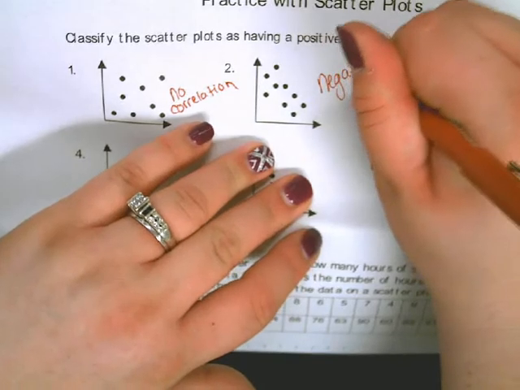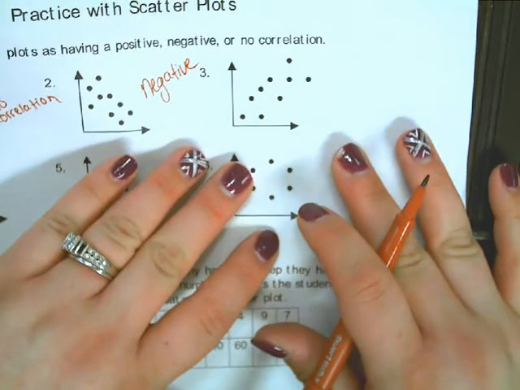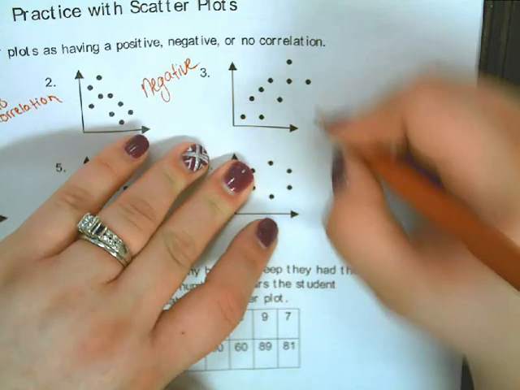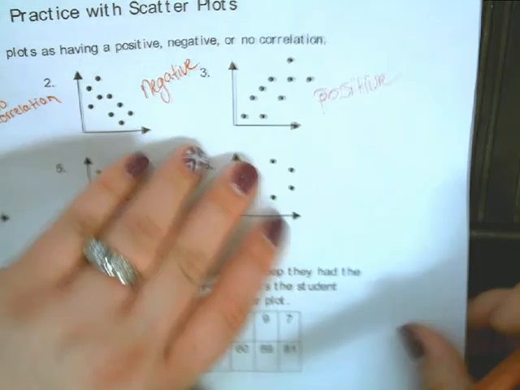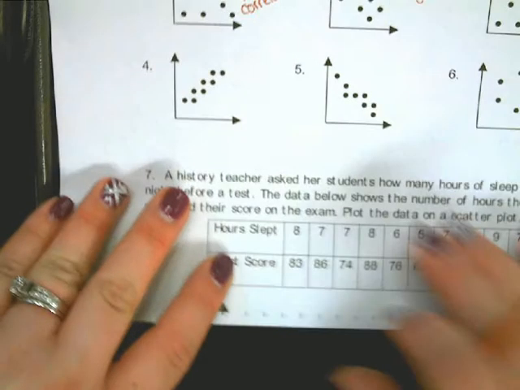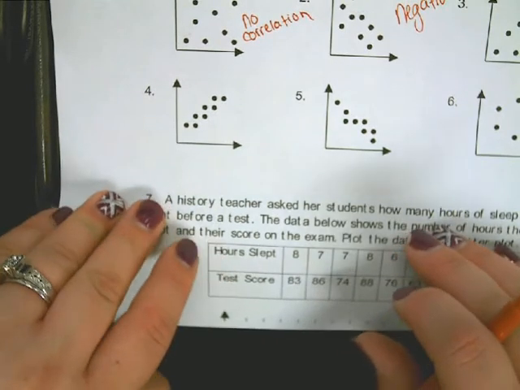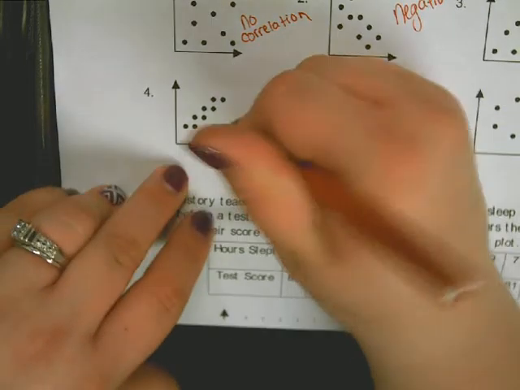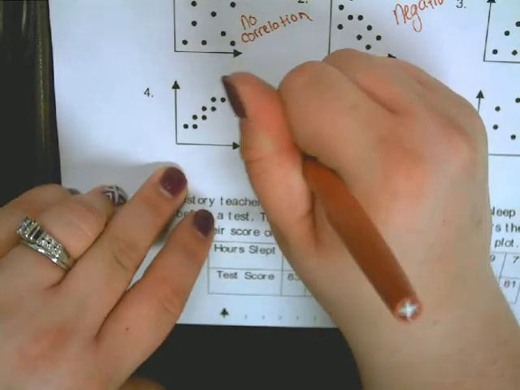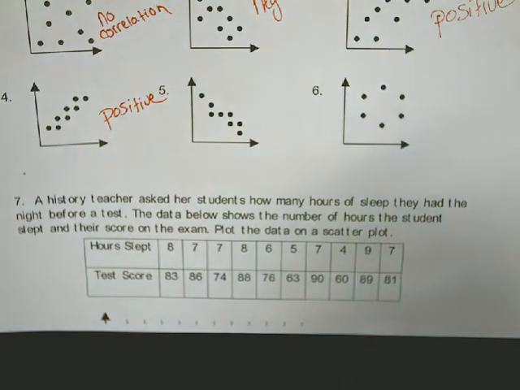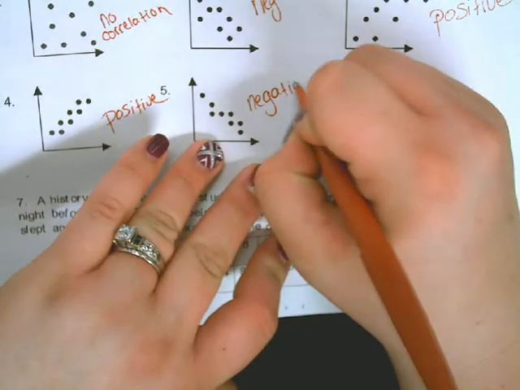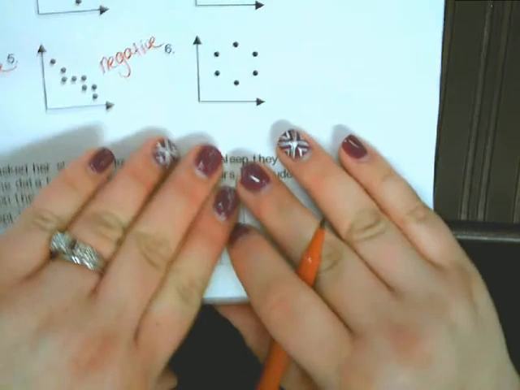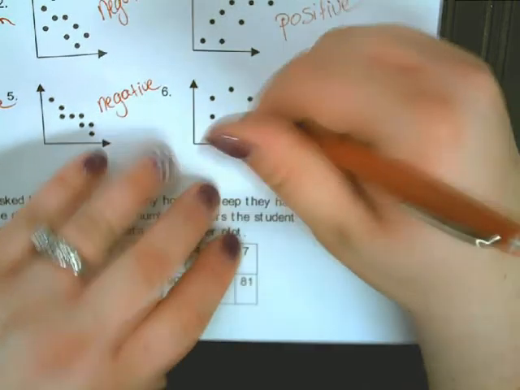Number 3, positive, negative, or no correlation. Positive. Number 4, positive, negative, or no correlation. Positive. Number 5, positive, negative, or no correlation. Negative. And number 6, positive, negative, no correlation. No correlation.